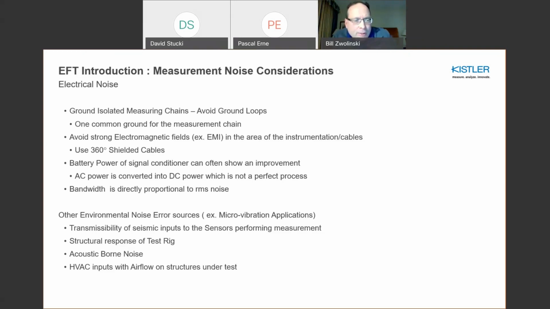Some of the other things that we're going to touch upon, probably in the area of microvibration, are the transmissibility of seismic inputs, obviously structural response of the test rig, acoustic borne noise, HVAC. There are other factors when you're trying to measure down to millinewtons and so forth. You need to have identified your environment and made a test stand that actually gives you some resistance against the environment and is protected from acoustics and so forth. So we'll touch upon that as well.